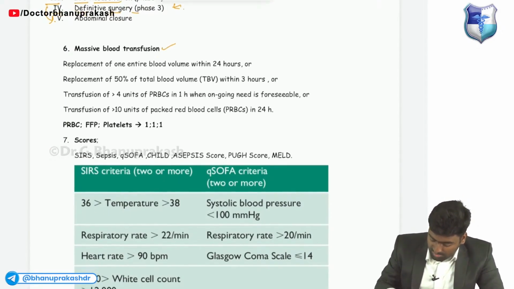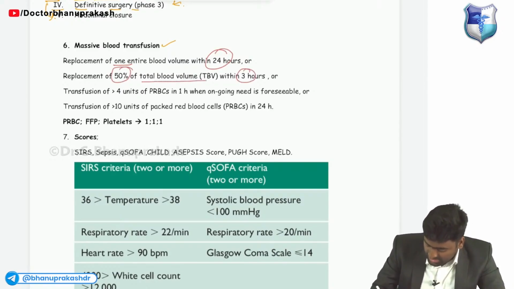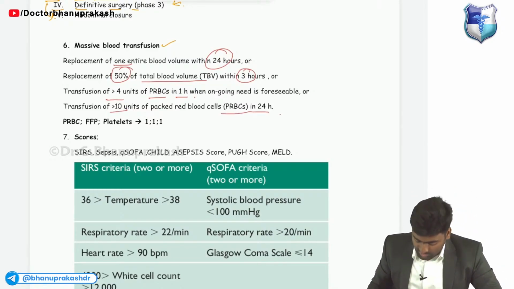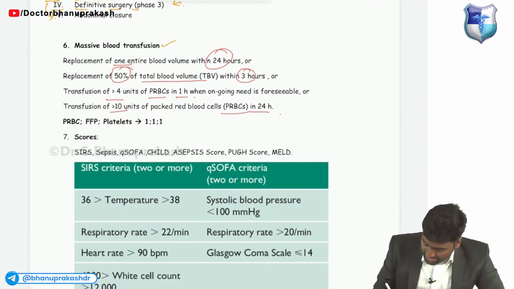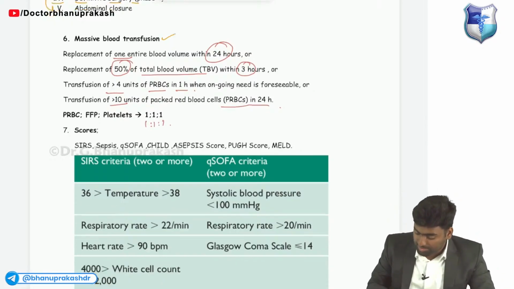In this massive blood transfusion protocol, we'll call it when there is replacement of the entire blood volume in 24 hours, or replacement of more than 50% of the total blood volume within 3 hours, or transfusion of more than 4 units of PRBC within 1 hour, or any ongoing bleeding. If we are transfusing more than 10 units of PRBC within 24 hours, or 4 units within 1 hour, we'll call it massive blood transfusion. Our massive blood transfusion will be given in the ratio of 1:1:1 of PRBC, FFP and platelets. Fine.